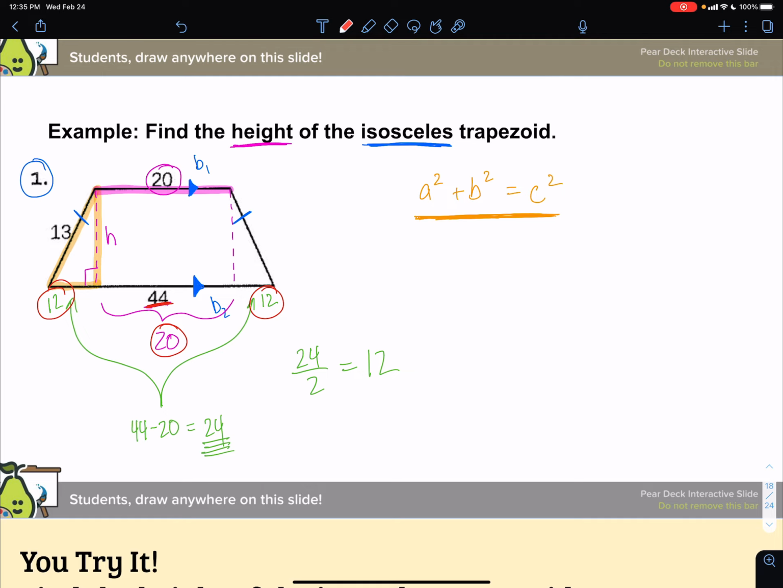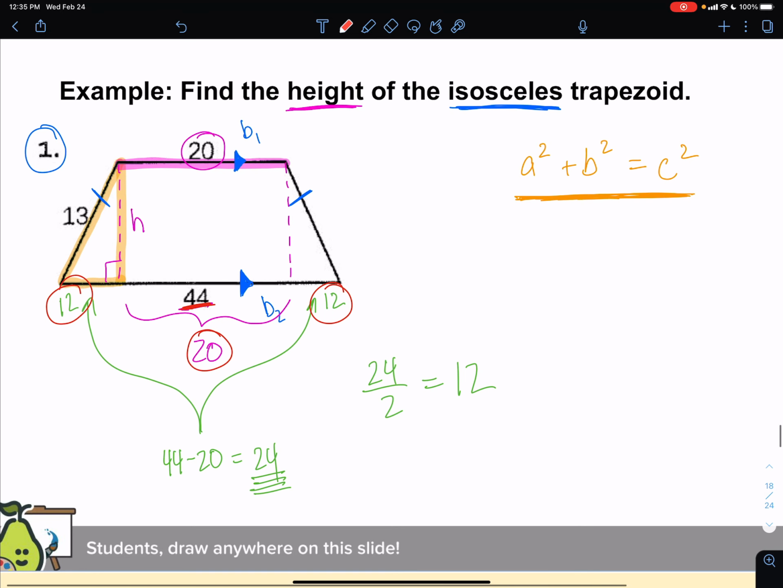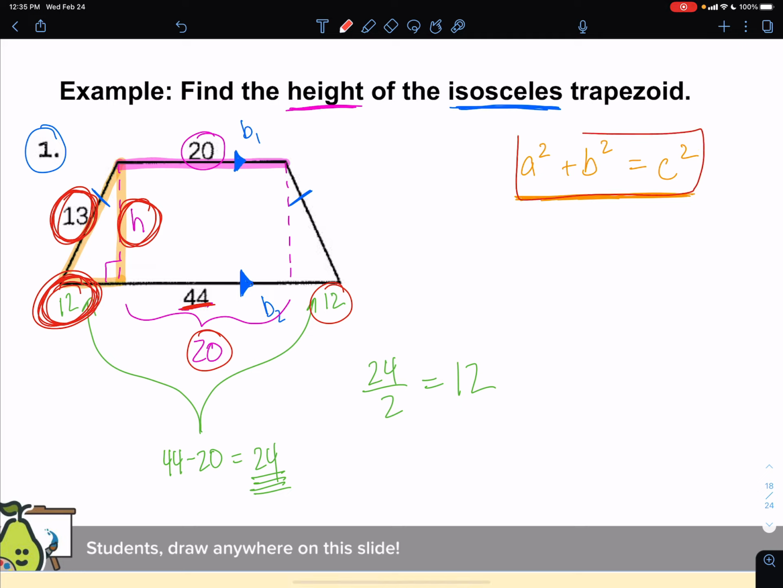But then what's most important now is we can zoom back in over here to this orange triangle. We now have two known sides. We know one is 12, we know one is 13, and then we just know the other one is h, but because we know the other two, we can now solve for h, again, using the Pythagorean theorem. A squared plus b squared equals c squared. So let's do that. Let's work on this orange triangle. Let's label the sides as a, b, and c, and then let's solve for h, right?